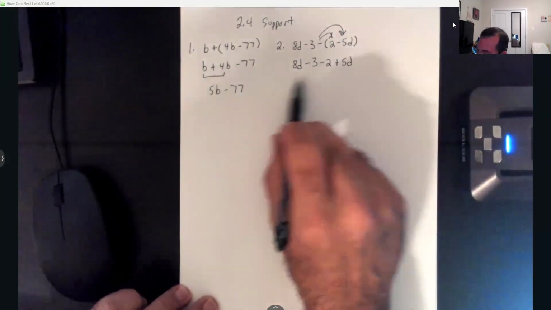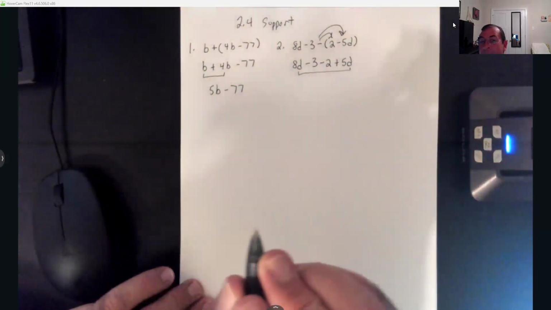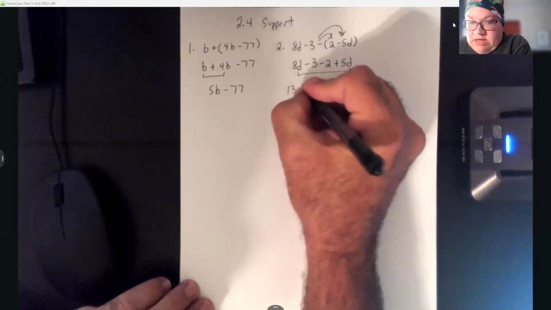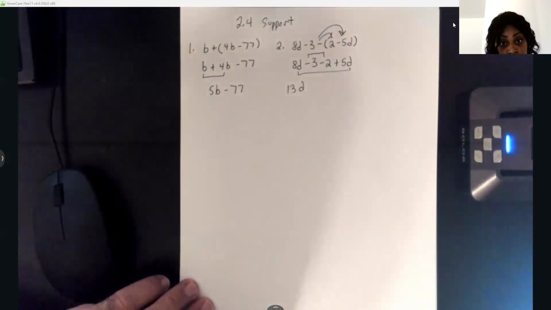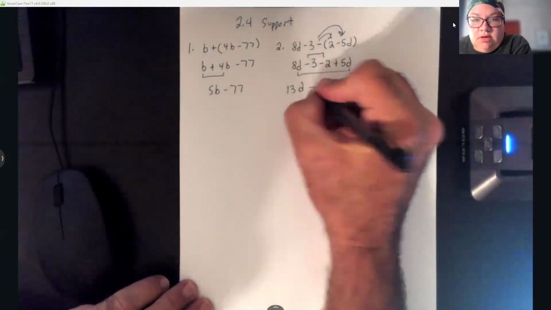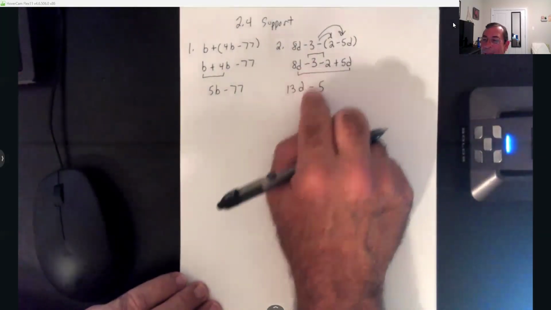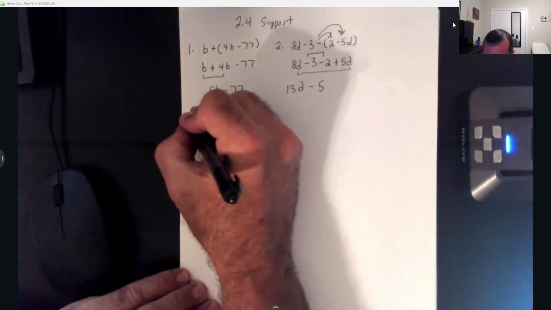And oh, look at here. I've got two sets of like terms. You can add the 8d and the 5d. So let's see, 13d. There you go. Minus 2 and minus 3, what'd y'all say? It'd be minus 5. Minus 5. Sorry. There you go. Remember, adding two negatives, keep them negative. So adding like signs stays with their like signs, okay?